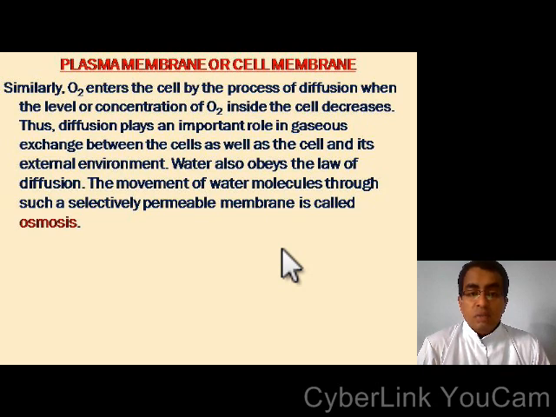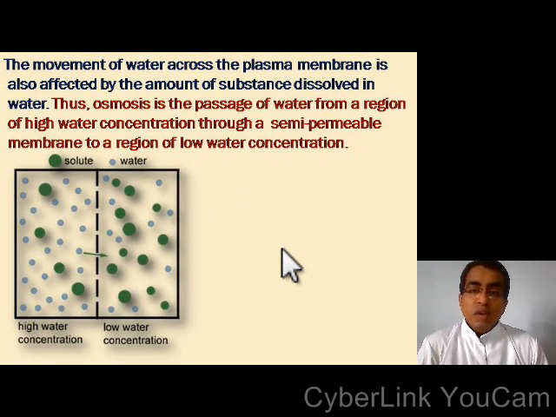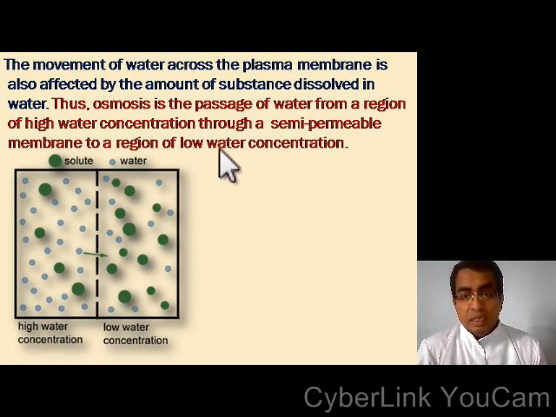The movement of water molecules across a selectively permeable membrane is called osmosis. So let us see what is osmosis. The movement of water across the plasma membrane is also affected by the amount of substances dissolved in water. Thus, we can define osmosis as the passage of water from a region of high water concentration through a semi-permeable membrane to a region of low water concentration.